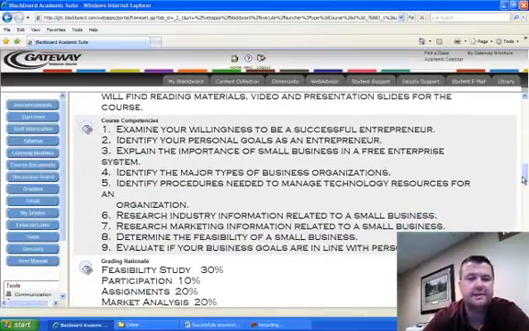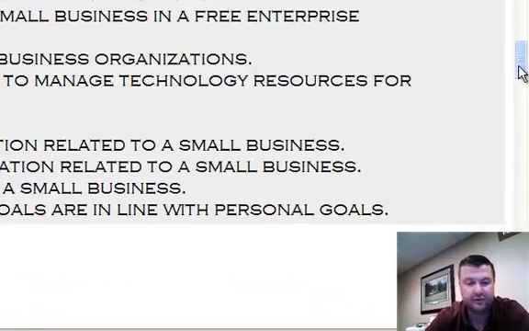When we talk about the course competencies, things that we're trying to accomplish in this course: 1, examine your willingness to be a successful entrepreneur. 2, identify your personal goals as an entrepreneur. 3, explain the importance of small business in a free enterprise system. 4, identify the major types of business organizations. 5, identify procedures needed to manage technology resources for an organization. 6, research industry information related to a small business. 7, research marketing information related to a small business. 8, determine the feasibility of a small business. And 9, evaluate if your business goals are in line with your personal goals.